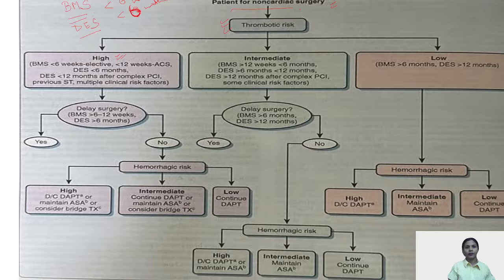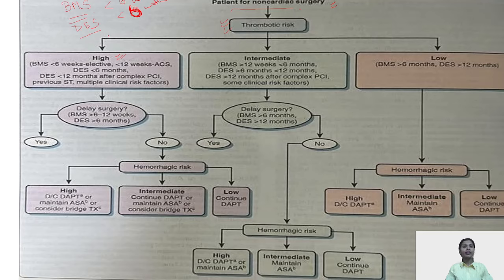That is high. When we are talking about the high thrombotic risk, it means that the patient had undergone stenting. If it was a bare metal stent, then barely the patient had 6 weeks of therapy. And when we are talking about the drug eluting stent, then the patient had only less than 6 months of the therapy, and now the patient is being posted for a case.